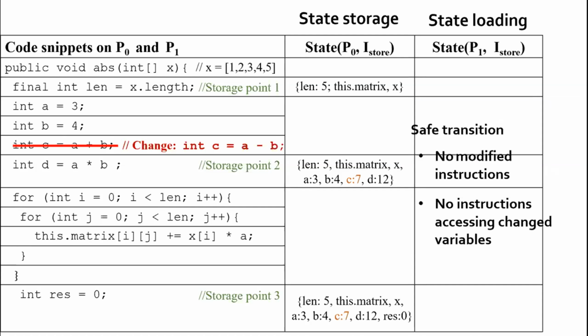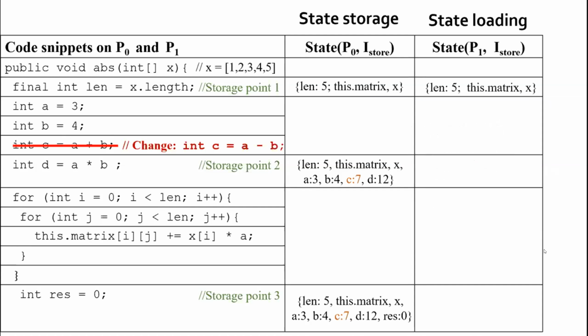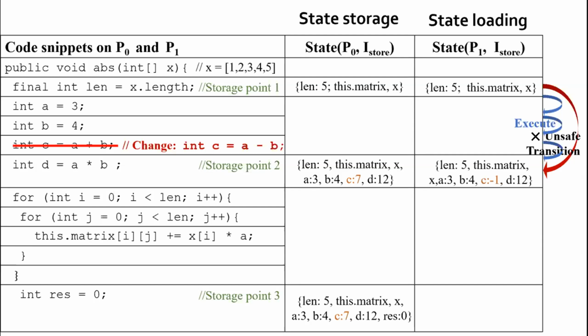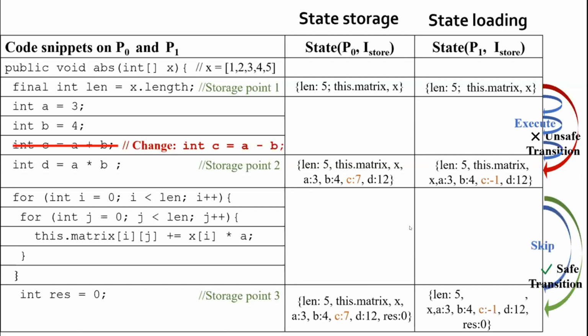In the example, the transition from storage point 1 to point 2 is unsafe, since there is a modified instruction between them. Thus, SRRTA executes all instructions between storage points 1 and 2. The transition from storage point 2 to 3 is safe. Although program states are different at point 2, the polluted variable C is not accessed by any instructions between point 2 and 3. In fact, between point 2 and 3, only matrix is accessed. Therefore, SRRTA skips the execution of the entire loop by directly loading the program states at point 3.